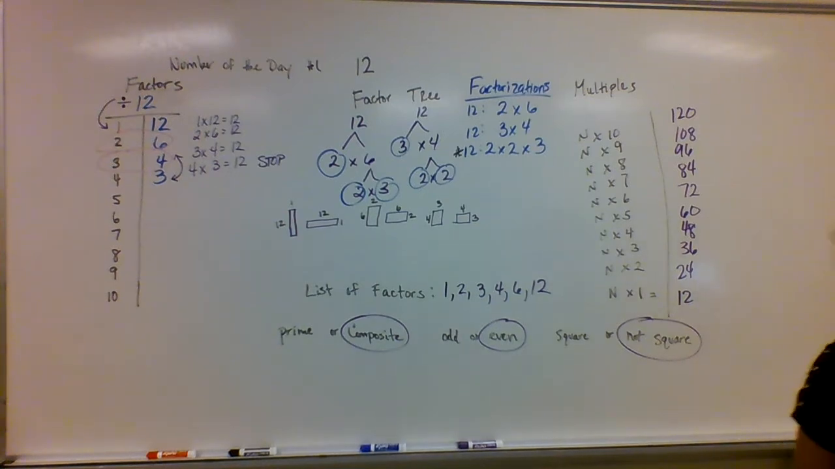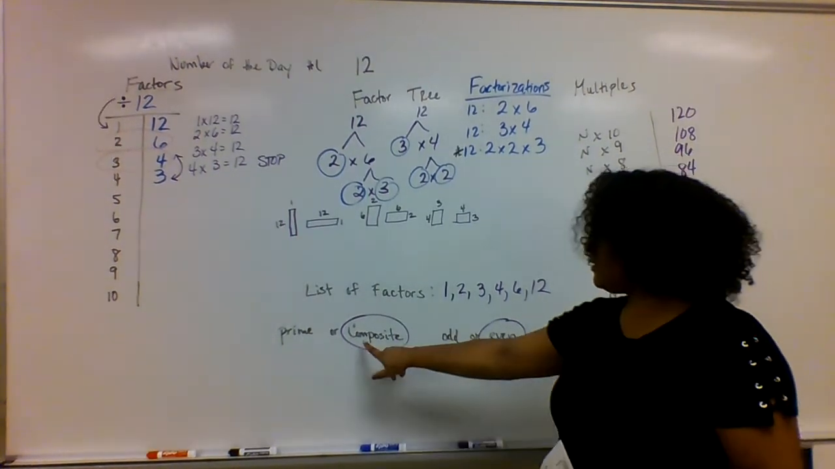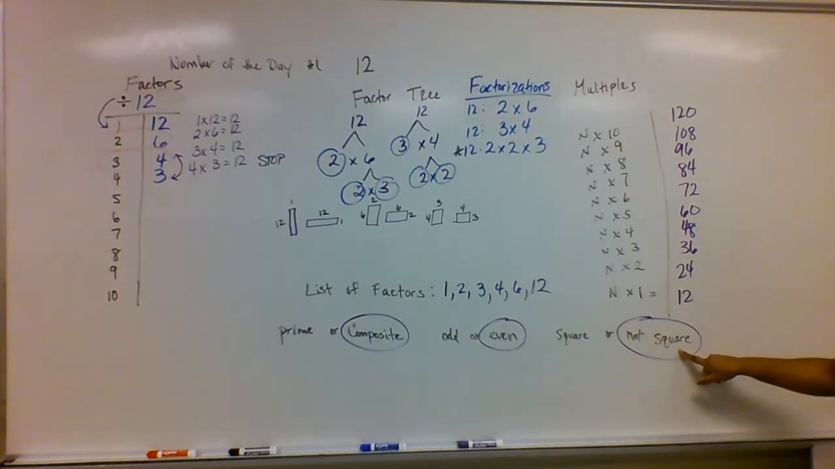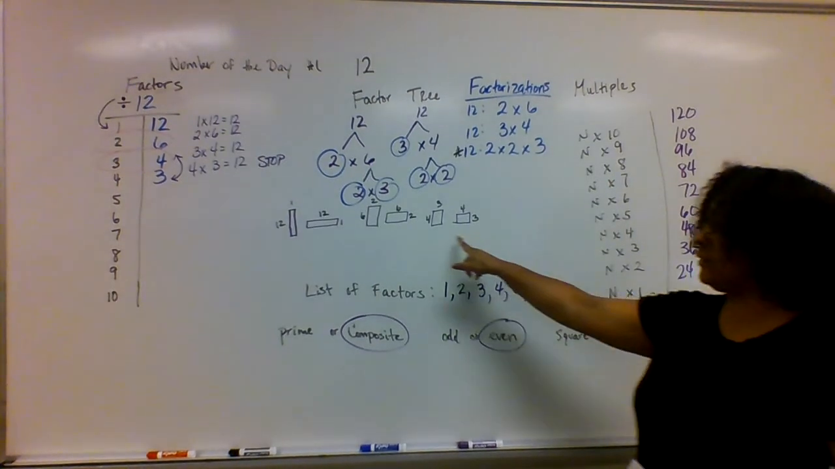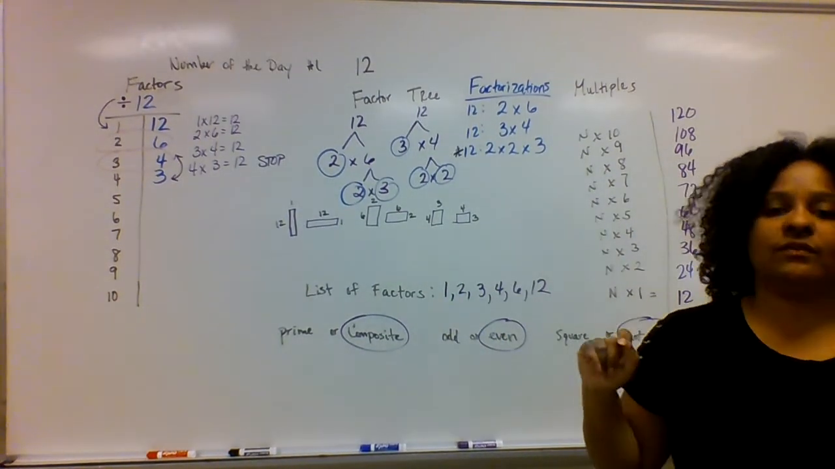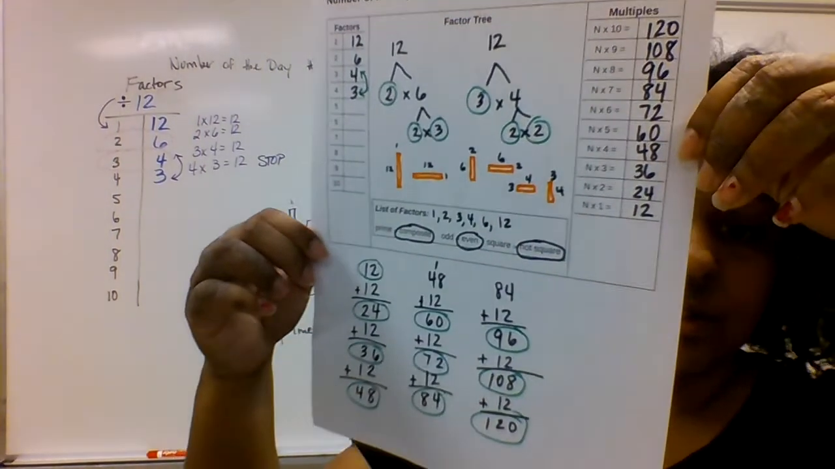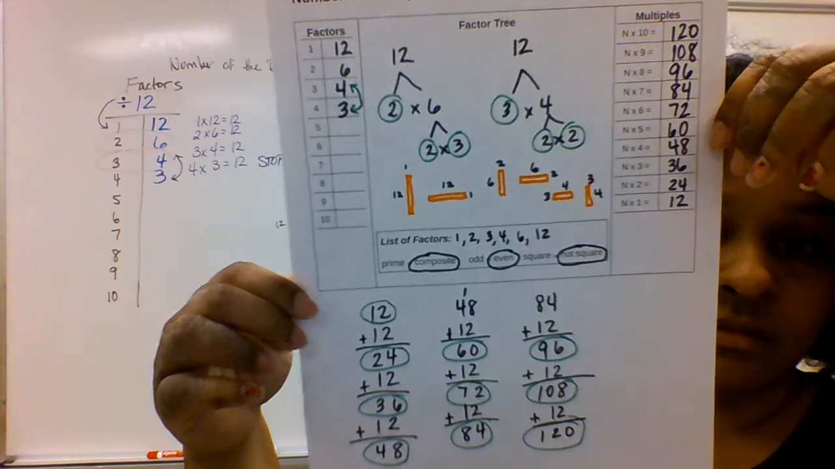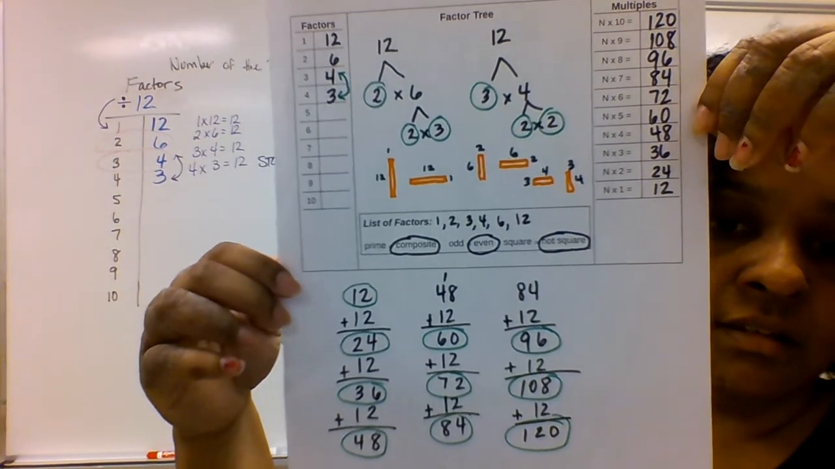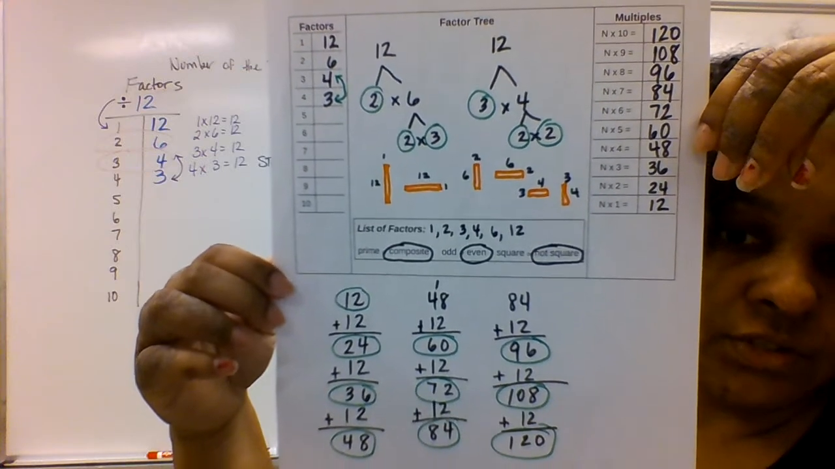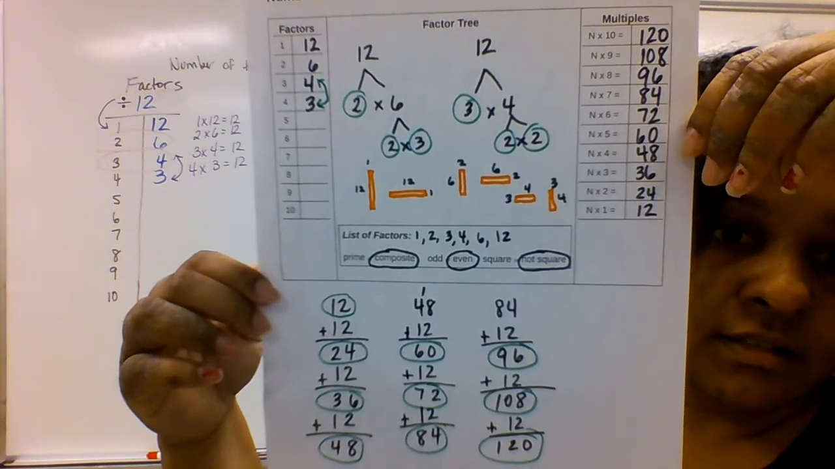And to wrap up this worksheet, 12 is a composite number, 12 is even, and 12 is not a squared number. None of your arrays are squares. So 12 is not a squared number. If you had trouble finding the multiples, you can work it out by just adding repeatedly. So your paper should look like this.